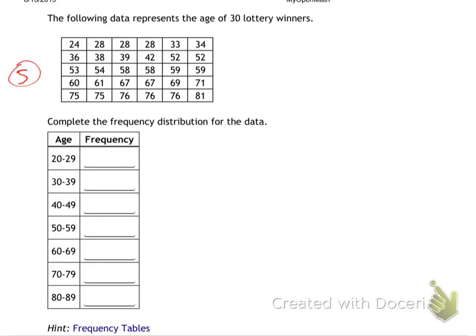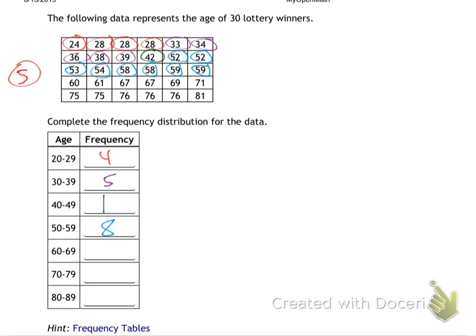So what we do, we count up how many are in the 20s. So 1, 2, 3, 4. Is that it? Oh, I guess they go in order. Oh, that's nice. I didn't notice they go in order. So 4 in the 20s, and then we just keep going. How many in the 30s? 1, 2, 3, 4, 5 in the 30s. How many in the 40s? Yeah, just 1. How many in the 50s? 1, 2, 3, 4, 5, 6, 7, 8 in the 50s.